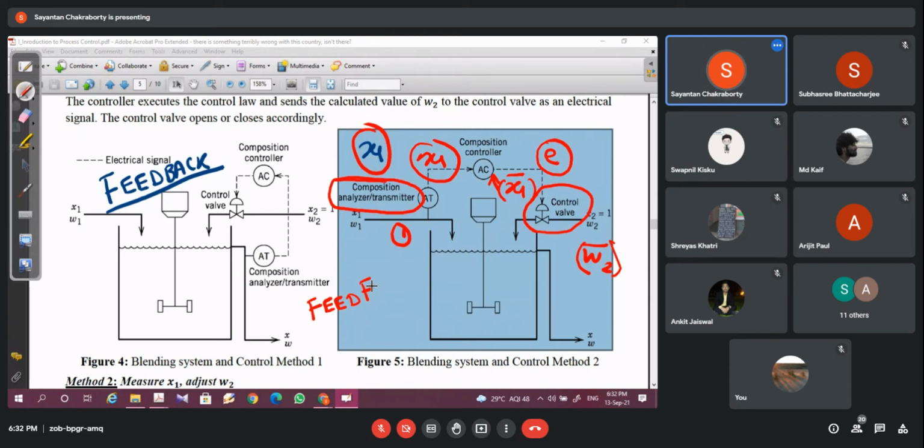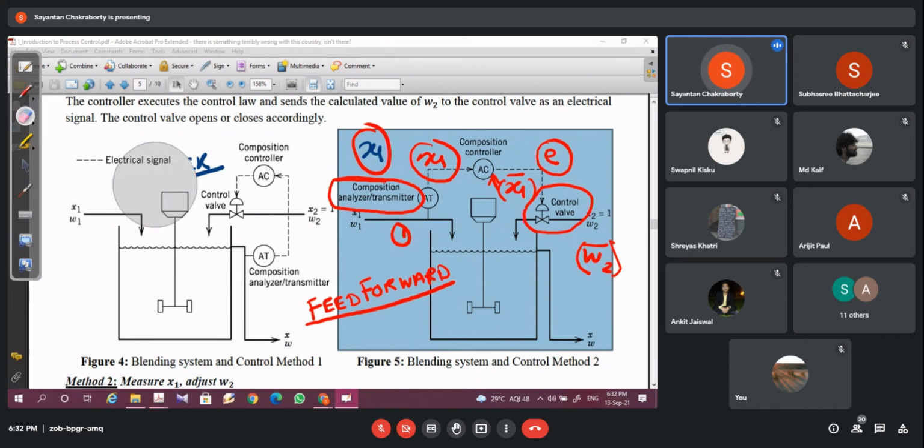Okay, sure, Shugato. So any guess what it will be called? If it is feedback, then it is? Feed forward. Right, feed forward. Very common thing. There is a subtle difference between this feedback control and feed forward control. I'll come to it very soon.